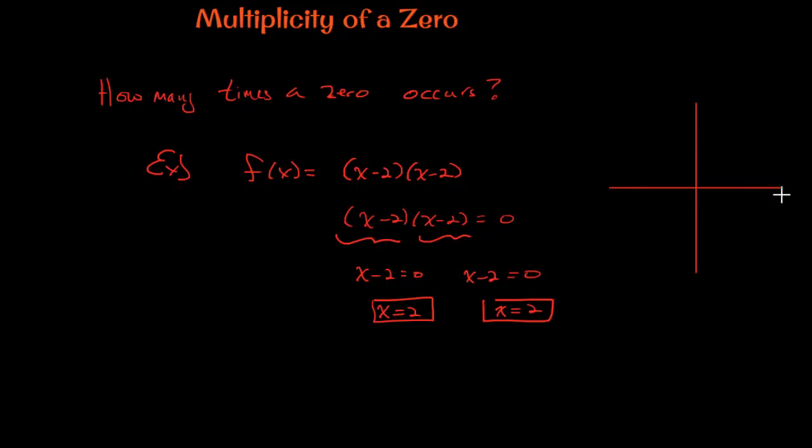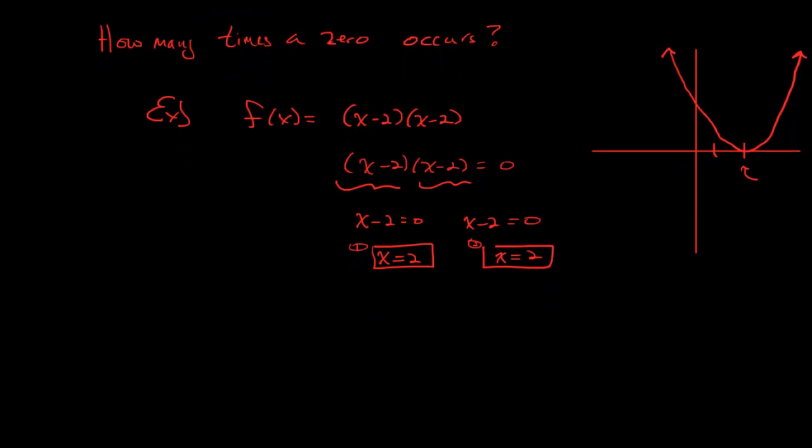Graphically, what happens is that at positive 2, my graph comes down and touches the x-axis at x equals 2 and then bounces back off. So graphically the zero only occurred once. It touched at 2. However, algebraically it occurred twice. It occurred here and it occurred here. So let us discuss another example.